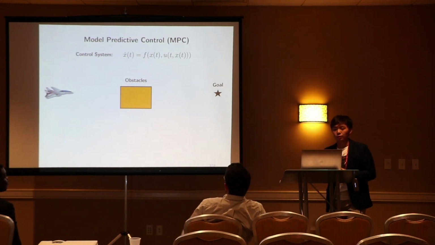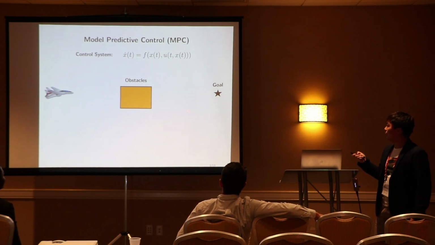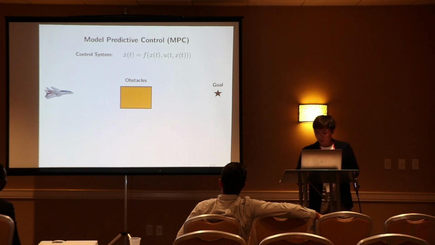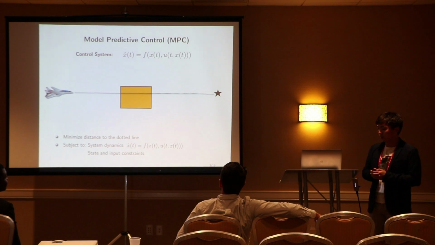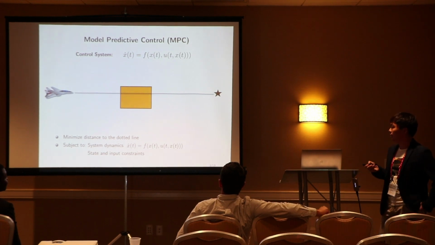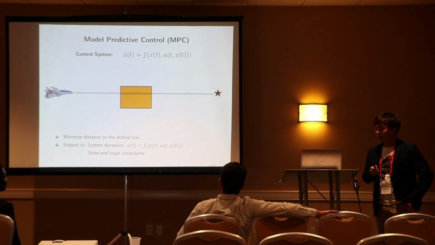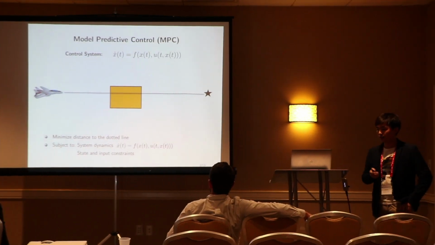So suppose we have a control system, for example, the aircraft here, and it has to reach some goal while avoiding some obstacles. So we will be controlling the system using MPC. That means we will formulate an optimization problem in which we will minimize the distance to the dotted line here. Let's say it is our reference trajectory, for example. And then our problem is also subject to our system dynamics as well as some state and input constraints.